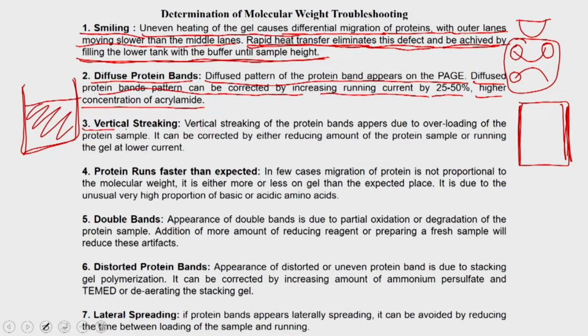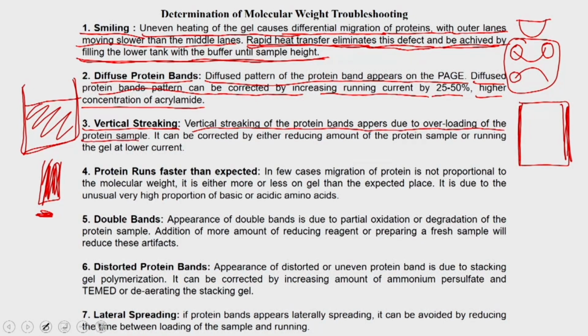Then you have the vertical streak, which means the protein is going to be present in a streak format, which means it is not going to be present in a very concise area. Instead of a band, it is going to have a streak. So, these vertical streaks of a protein band appear due to the overloading of the protein sample.